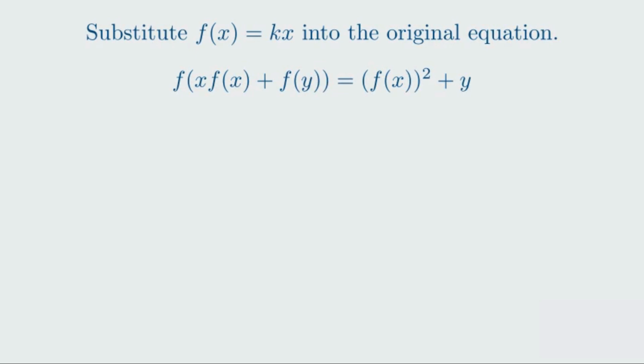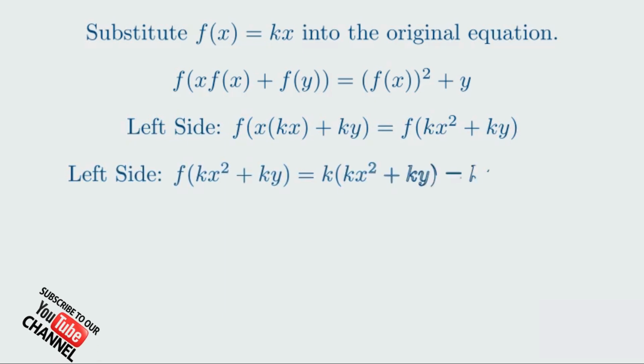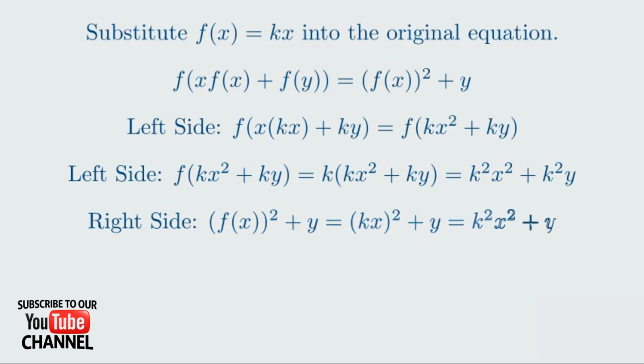First, let's substitute f(x) = kx and f(y) = ky into the left side of the equation. The left side becomes f(x·kx + ky). Now, because we assumed f(x) = kx, we can apply the function f to the expression inside. So the left side simplifies to k(kx² + ky), which is k²x² + k²y. Now let's do the same for the right side of the original equation. The right side is f(x²) + y. Substituting f(x) = kx, we get k(x²) + y.